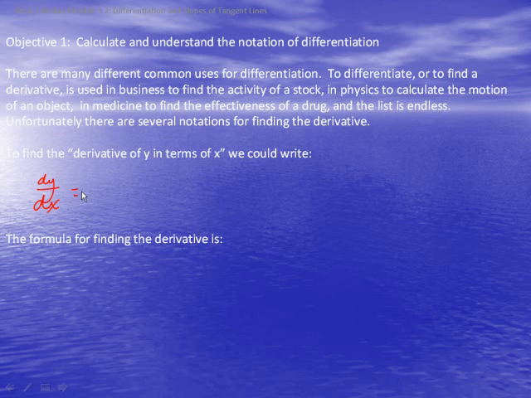There's the derivative of y in terms of x. We can write also, we can write it d sub x. And another way I've seen it is the function prime of x. The formula for finding the derivative, let's use the function prime of x for this time, is going to be the limit as h approaches 0 of f of x plus h minus f of x all over h.